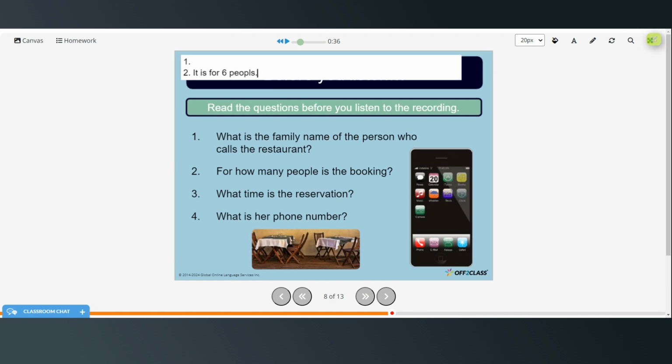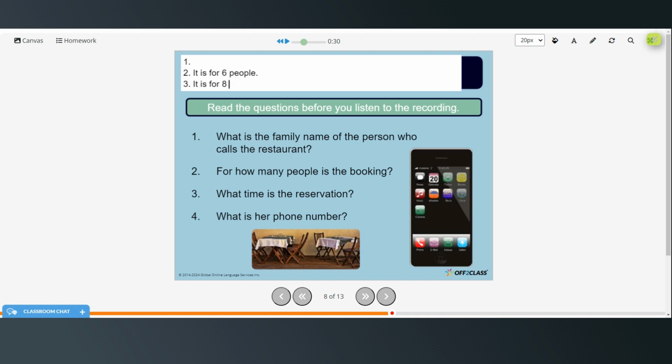What time? For 7 p.m. No, wait, can we make it for 8 p.m.? Okay, so number 3, what time is the reservation? It is for 8 p.m.